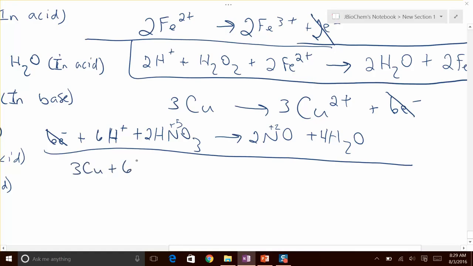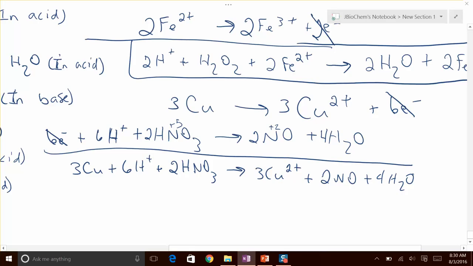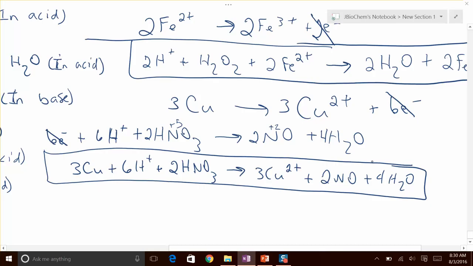Now I'm going to combine these two. Okay. My electrons are going to cancel. And I'm left with 3 coppers plus 6 H plus plus 2 HNO3 produces 3 copper 2 pluses plus 2 NO plus 4 H2O.